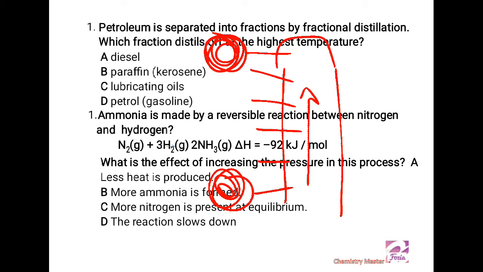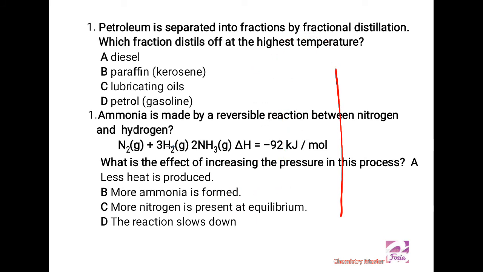So among these options, what do you think? Lubricating oils. Lubricating oils have boiling point ranges between 300 and 350 degrees Celsius, and the carbon content is between 20 to 35 carbons per molecule. So you select the right answer.